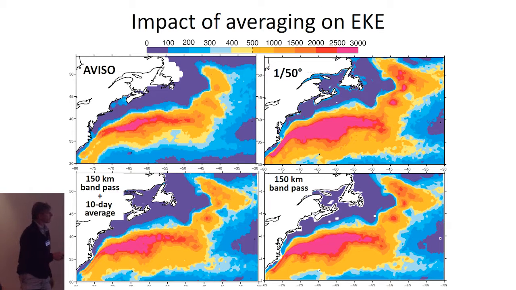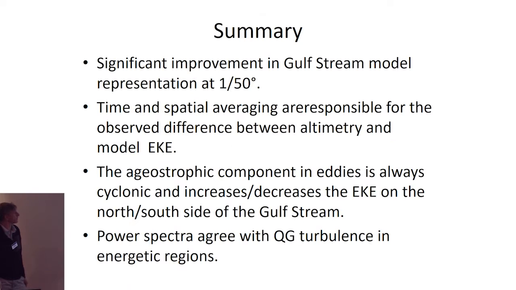What you can look at is the EKE based on geostrophic velocity from Aviso. This is the 1/50th degree with everything. Once you do the 150 kilometer bandpass, you start to have a reduction. And when you do the two together, you have a field that is much closer to Aviso. You still have a little bit of extra EKE, a little bit south of the New England seamounts, and we need to find out exactly why the model does this, maybe the way the barotropic and baroclinic modes, the interaction with topography, and bottom drag take place.